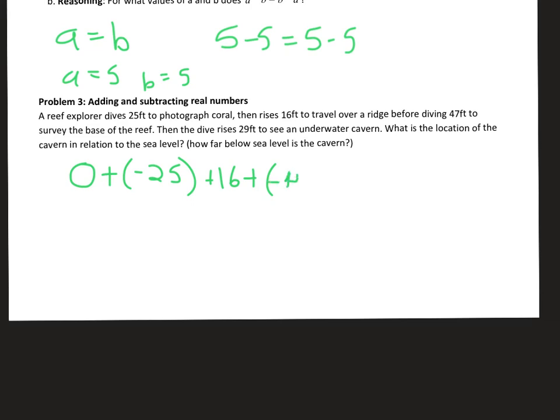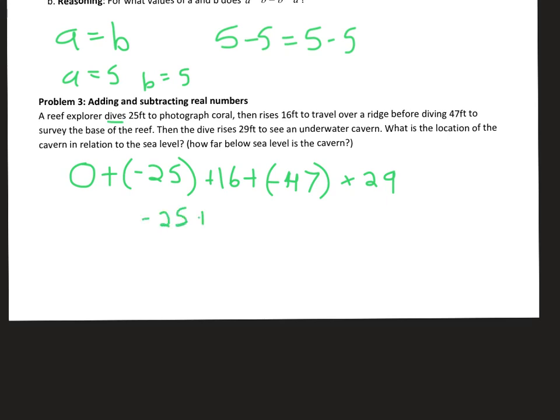I'm gonna dive, so I'm gonna make that negative 47 feet, and then the diver rises to 29 feet, okay? So it's just being able to tell when it says dive, I think that means subtract, that means go down. Rise, I would think that means go up. So when I'm simplifying this, I would just simplify this from left to right. So this would be 0 plus negative 25 would be negative 25.